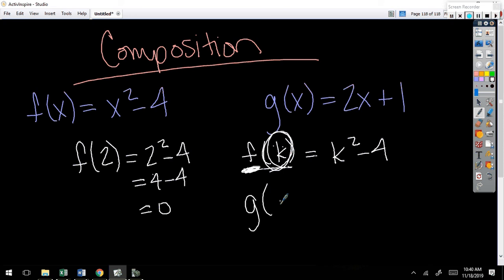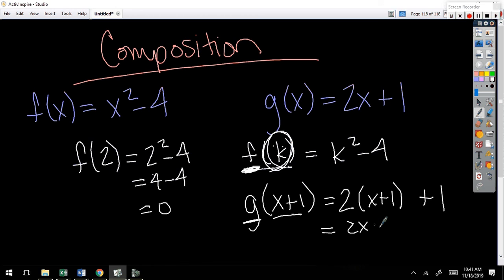So what if I said, what is g of x plus 1? I look at the g equation this time. It's not x anymore, because I'm replacing the x with x plus 1. So it'd be 2 times (x plus 1) plus 1. Then I could clean that up a little bit, distribute and combine like terms: 2x plus 2 plus 1, which would be 2x plus 3, right? If you can understand that concept, you can compose functions.